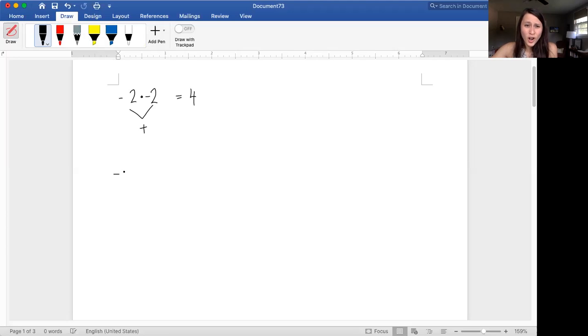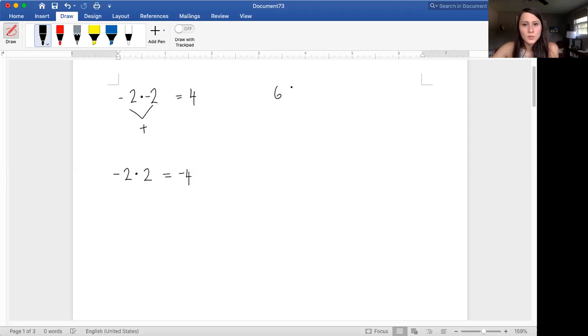If we have an odd amount of negatives, think of it, this little negative has no other negative to join together to turn it into a positive. And so the answer remains negative. All right, so it's the same with division.